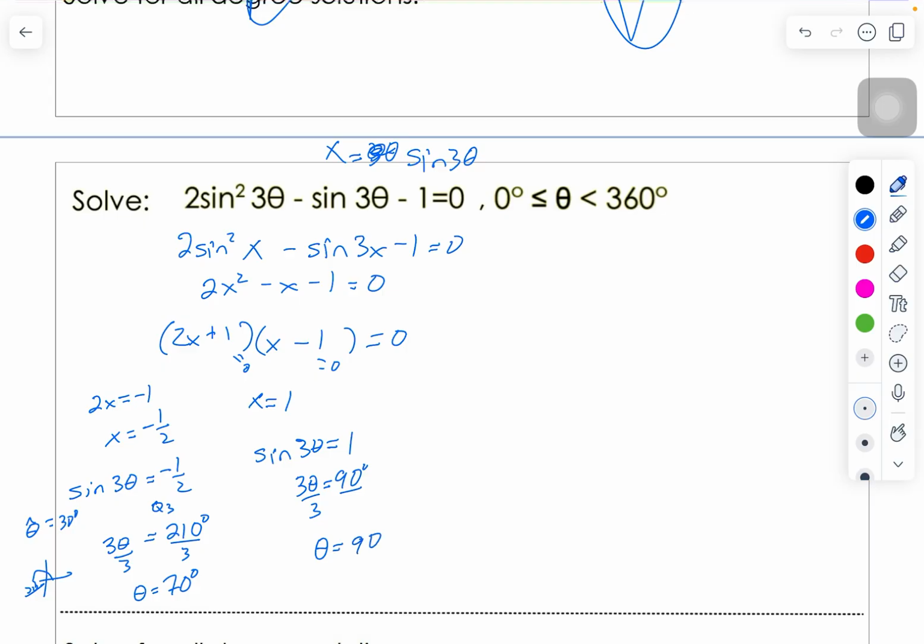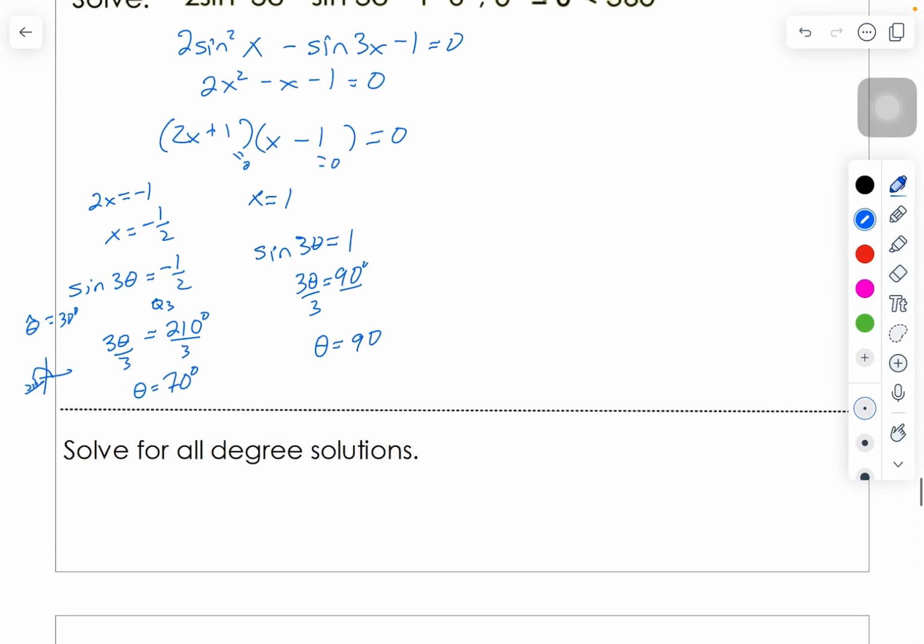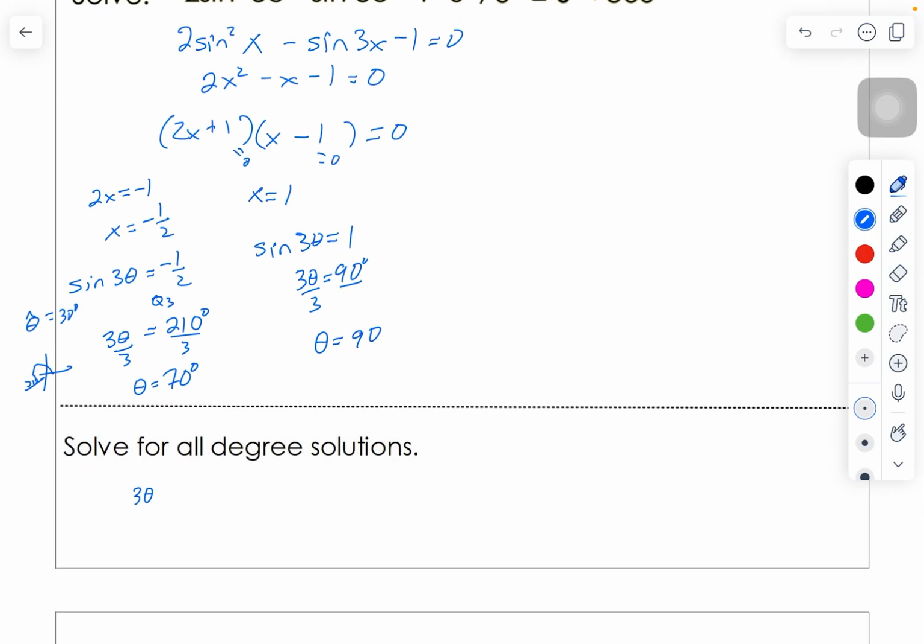Okay, now, because it is all the solutions, I can do this. Instead of 3 theta just being 210, I'm going to add 210 plus 360 degrees K. If I divide all those by 3, I end up getting theta is equal to 70 degrees plus 120 degrees K.